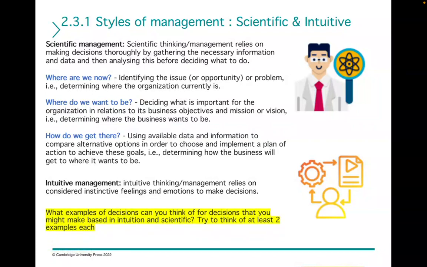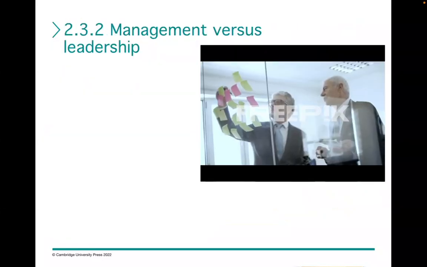Think about examples for decisions that you may have made that are based on intuition. A decision that you've made that you haven't had to think about at all. And think also about things that have taken time. Write those down in your notebook.